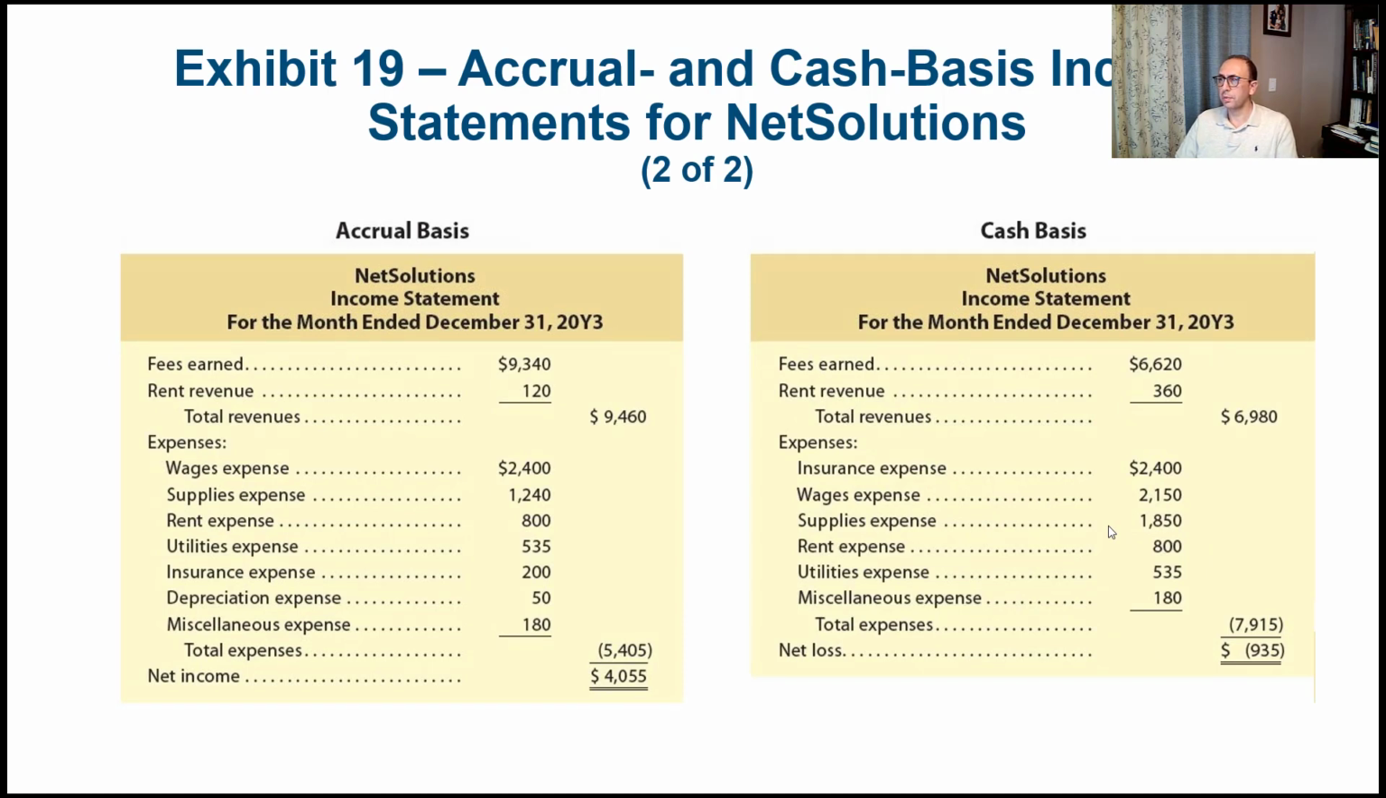For another example here, the fees earned were different because some of the fees that we earned were not received. So they were just in the form of accounts receivable. So under the cash basis, we only record the fees earned in the form of cash. Same thing for the rent revenue. Under the accrual basis, only the part that we earned would be recorded, but under the cash basis, all the cash received is going to be considered revenue. If you look at the expenses, again, the same approach.